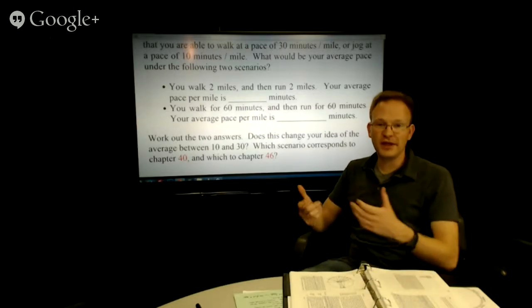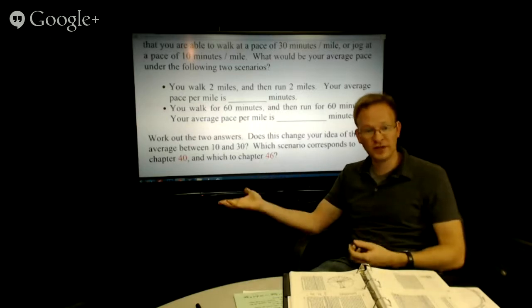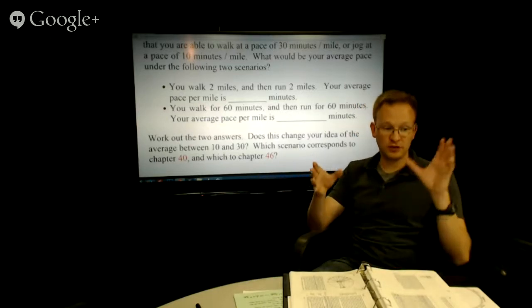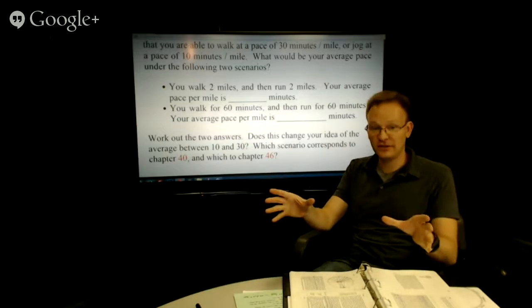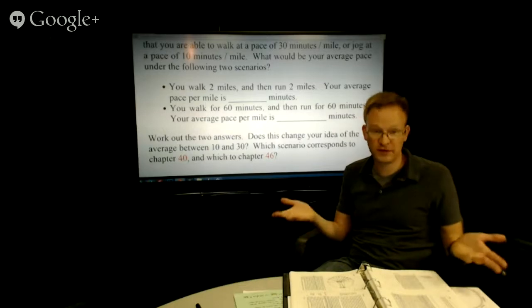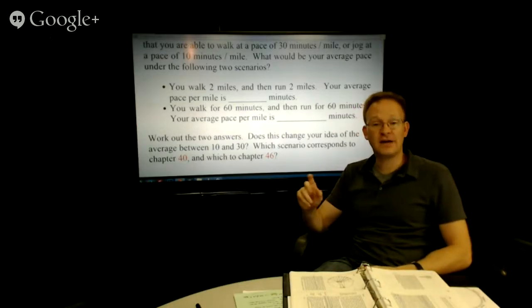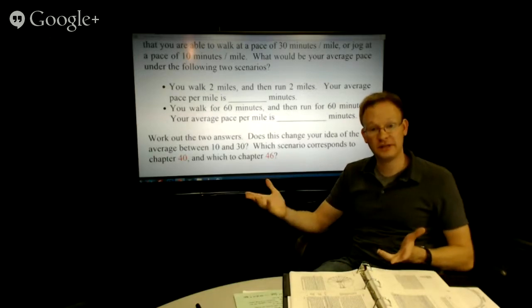So in both cases, it seems like you've got the same 2 speeds. One's 30 minutes a mile and one's 10 minutes a mile. When we did each one for the same amount of distance, the average was the average you'd expect, 20 minutes per mile. When we did them both for the same amount of time, the average wasn't 20, it was 15.